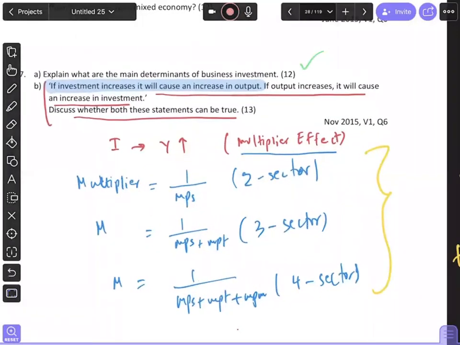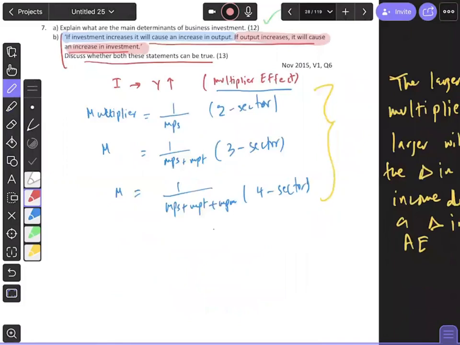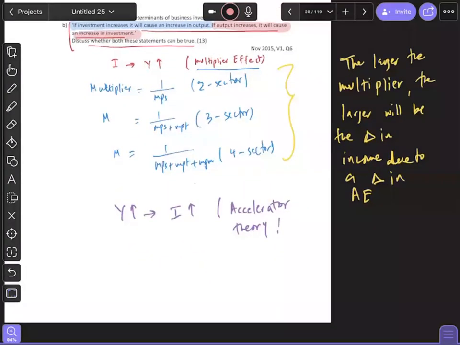Then they said this part, which is, let me use another color. If output increases, it will cause an increase in investment. What is that? If output increases, it will cause an increase in investment, and the answer is yes, because of the accelerator theory. According to accelerator theory, if output increases, there will be an increase in investment. So that's something you can also talk about. In fact, you have to talk about this.